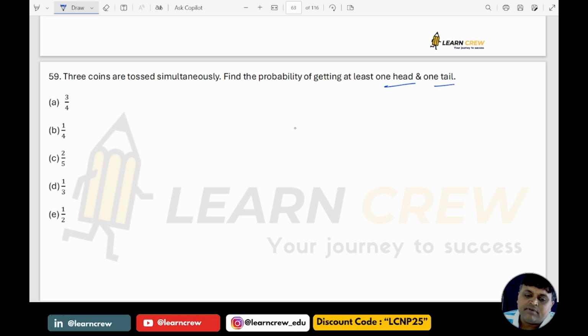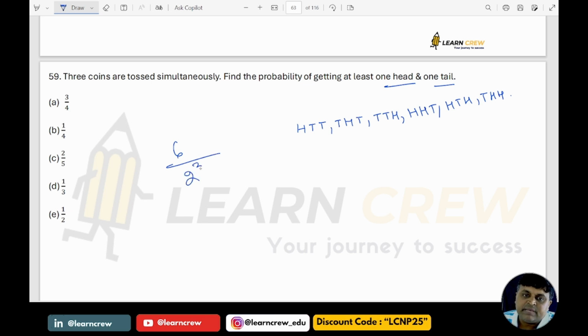So what is my probability? One is head, the remaining two are tails, like this: HTT, THT, TTH. One head, two tails. And the other is two heads, one tail. So it is HHT, HTH, THH. So thereby, the number of favorable outcomes is six.